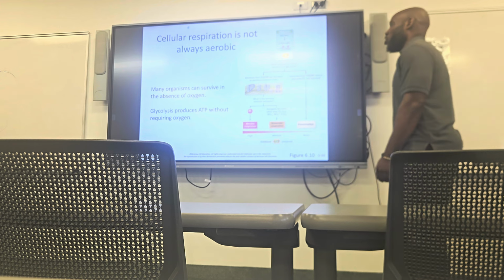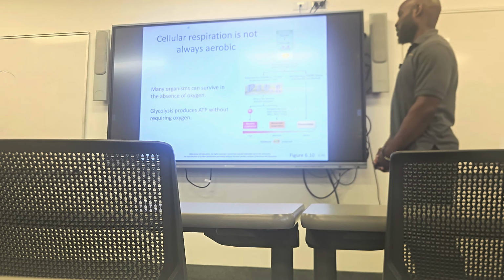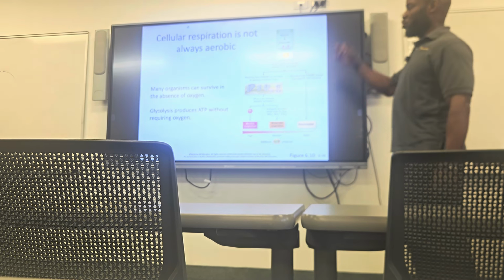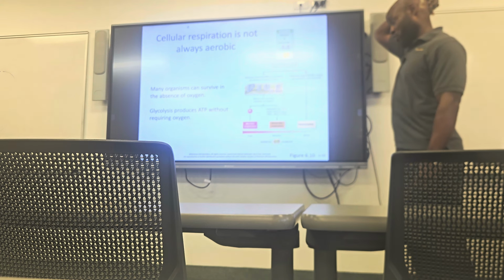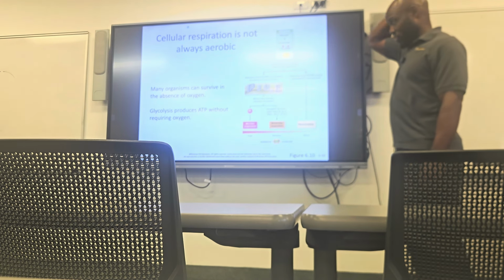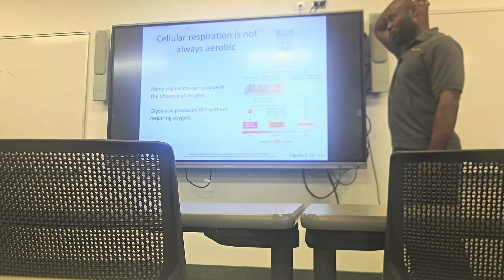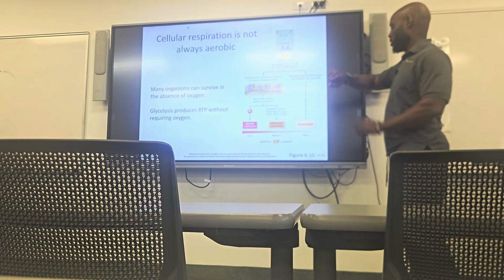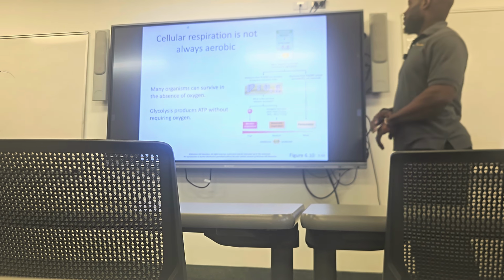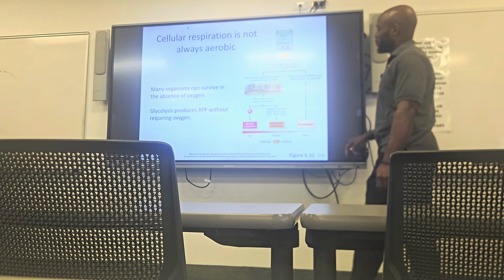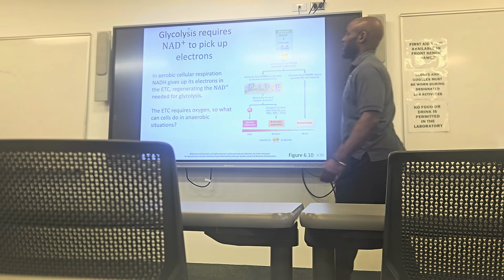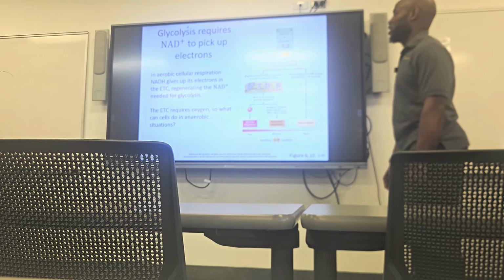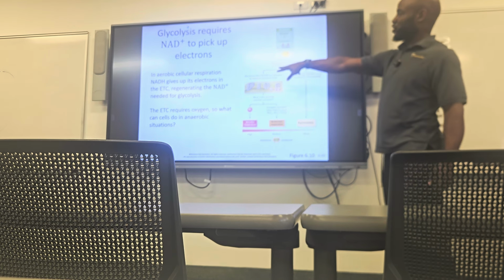Cellular respiration is not always aerobic. There is some anaerobic aspects to it. So many organisms can survive in the absence of oxygen. We just talked about plants, for instance. Glycolysis produces ATP without requiring oxygen. Remember, we can get 2 ATP from glycolysis. Glycolysis requires NAD plus to pick up electrons.